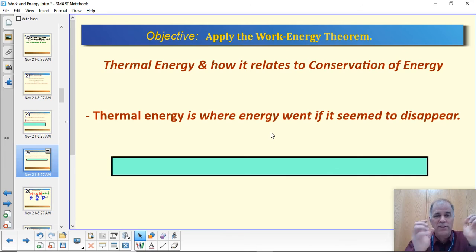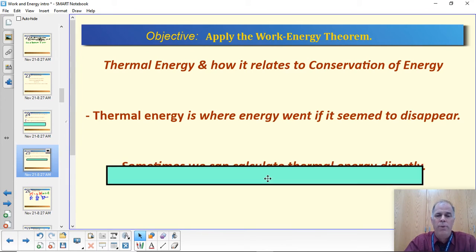So when you're doing a problem and energy seems to disappear from the system, it went to thermal energy. That's a direct application of this concept of conservation of energy. Okay, the energy has to go somewhere, and if it's not potential anymore, and it's not kinetic energy anymore, and it hasn't gone into stretching a spring or something like that, it's thermal.